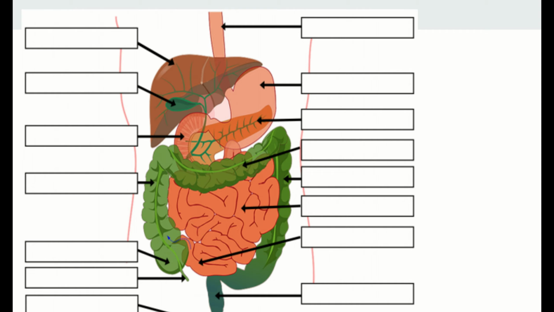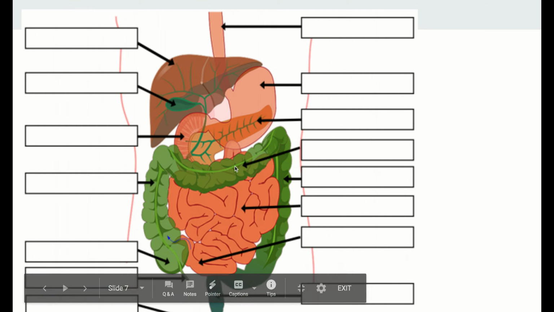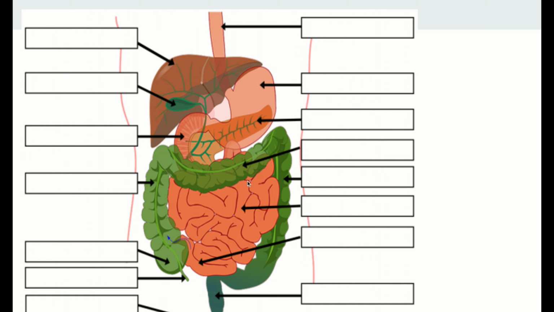The small intestine is the organ where most of the digestion occurs and most of the absorption. This is all the small intestine. The first part of the small intestine is called the duodenum, and that's where a lot of the chemical digestion takes place.